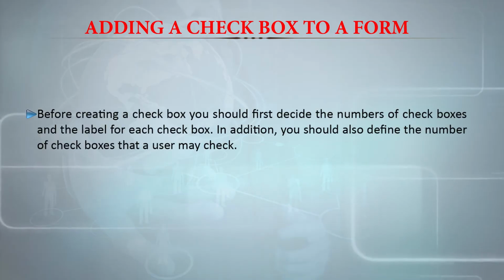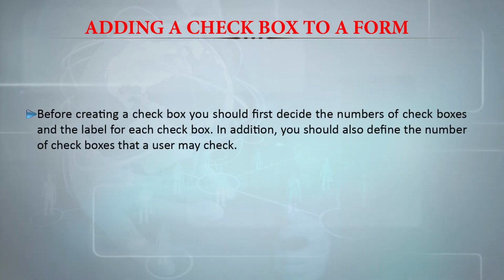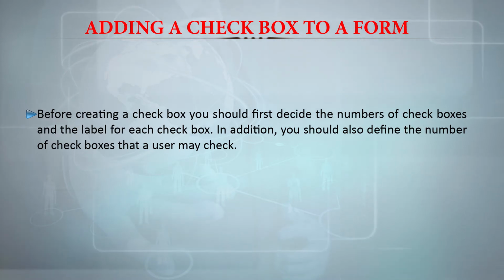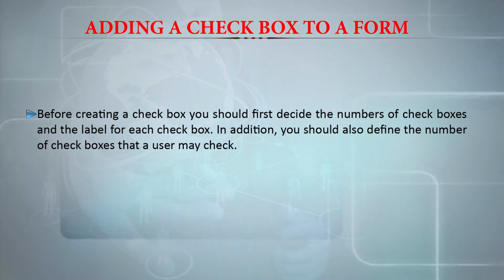Now another option that is possible is to add a checkbox to a form. Until now we have seen how to include a text box to a form, how to include a text area to the form, and now we will be seeing how to add a checkbox to a form. Before creating a checkbox, you should first decide the number of checkboxes and the label for each checkbox. In addition, you should also define the number of checkboxes that a user may check.